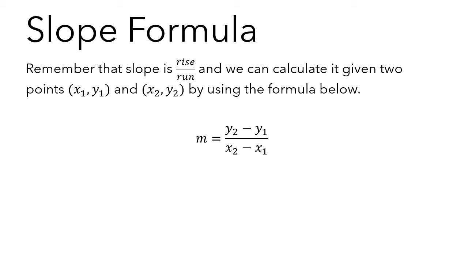Just a reminder, the slope formula is y2 minus y1 divided by x2 minus x1, where x1 and y1 are just 2 points that you've been given.